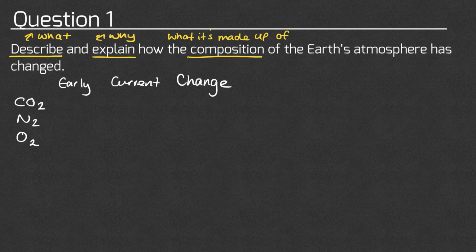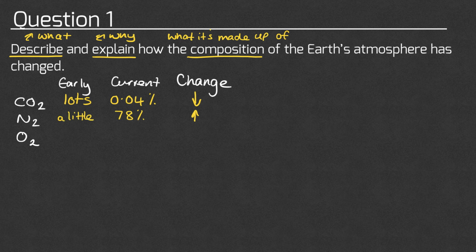We're going to start off by reminding ourselves what had changed between the early and the current atmosphere, looking at the 3 main gases, carbon dioxide, nitrogen and oxygen. In the early atmosphere, there was lots of carbon dioxide. In the current atmosphere, it's about 0.04%, so this shows there's been a decrease in the amount of carbon dioxide.